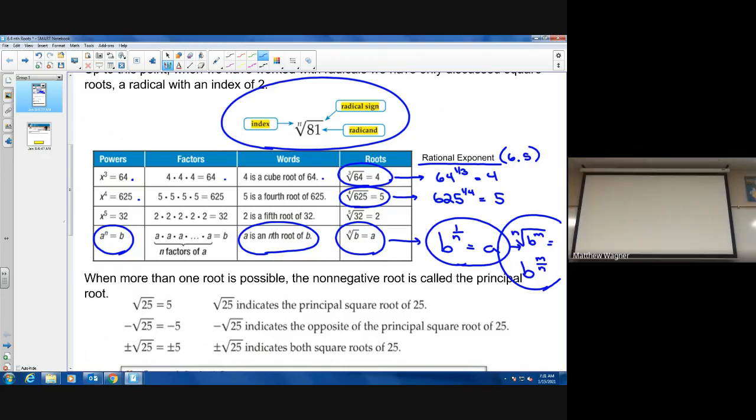Like when we're multiplying two powers, we add exponents. When we have a power to a power, we multiply powers. So if we can get it in this rational exponent form, sometimes that's helpful for us.